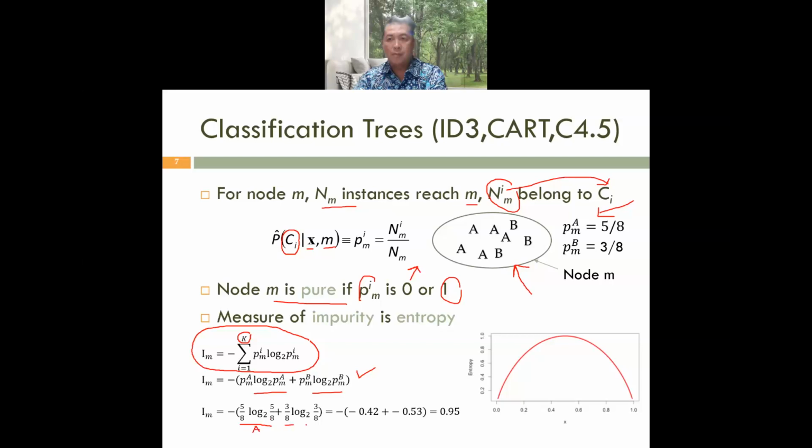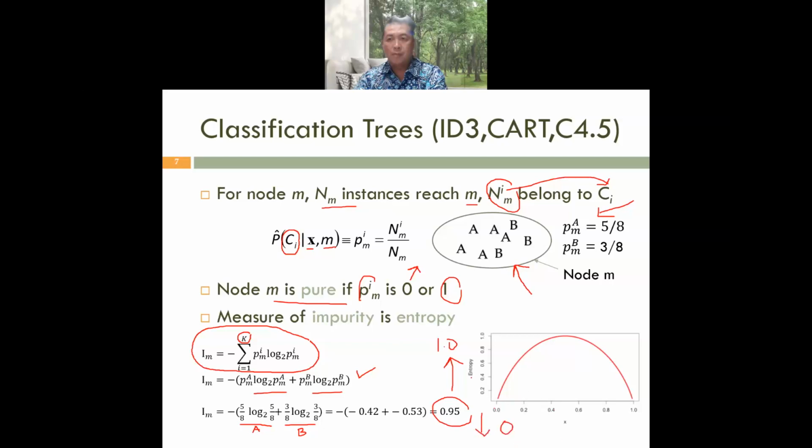And this is for the B classes. So once we compute the log base 2 of this probability, then we will get 0.95. Meaning that when your node is not pure, or if you have a mixture of labels, your entropy here will be high, going towards 1. If all of them belong to the same class, the entropy value will be 0.